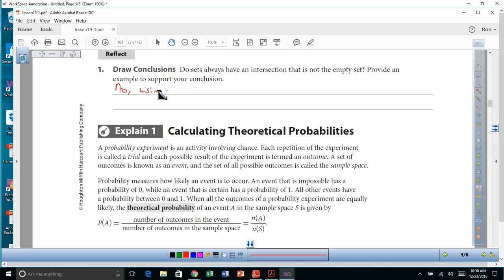Using the examples above, A intersection C is the empty set. Okay, because they do not have any elements in common.